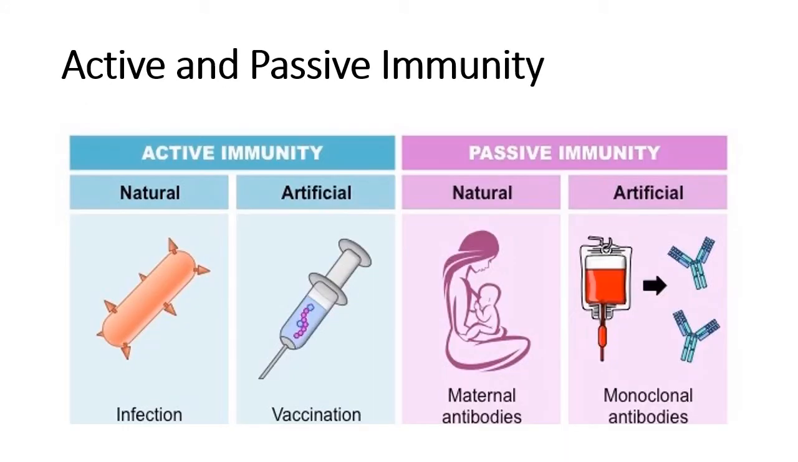Now, there are two types of immunity when we speak of immunity. You can have active immunity or you can have passive immunity. Active immunity is simply immunity that is developed in response to the pathogen or a bacteria. The pathogen can be a bacteria, virus, whatever it is. So you can have natural active immunity, which means that you get infected.